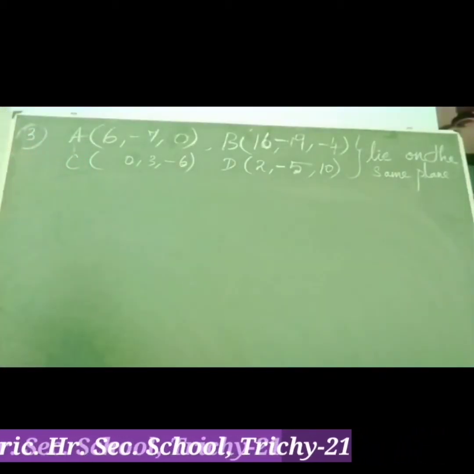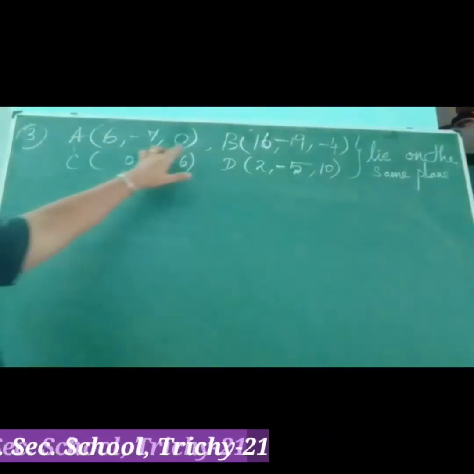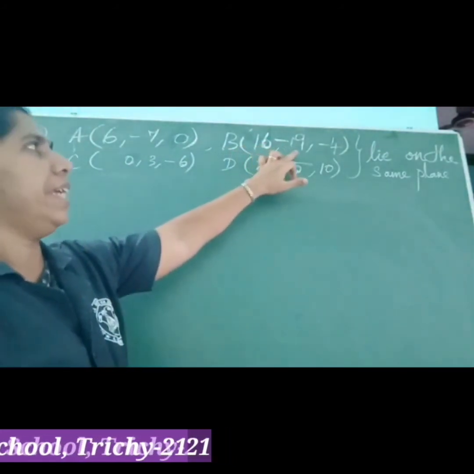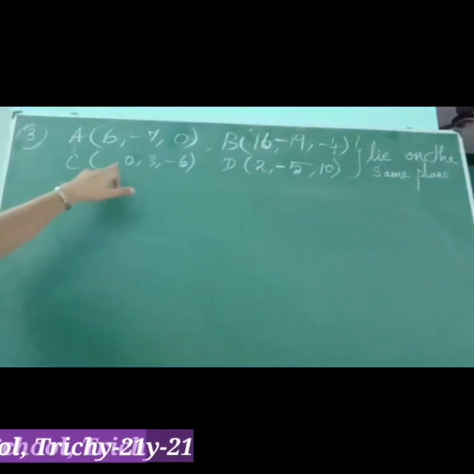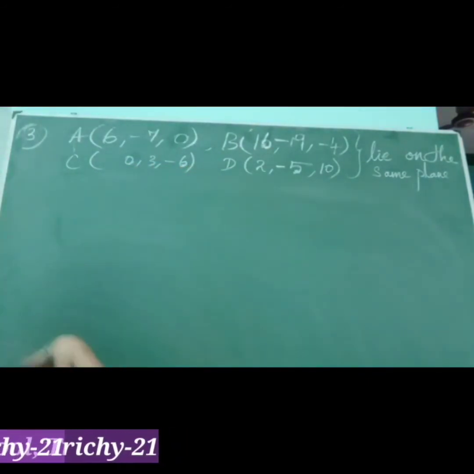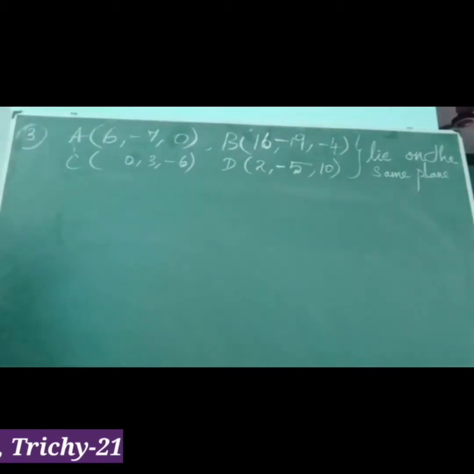Next question is, 4 points are given. A of 6, minus 7, 0, B of minus 16, minus 19, minus 4, C of 0, 3, minus 6 and D of 2, minus 5 and 10. We want to prove that these 4 points lie on the same plane.